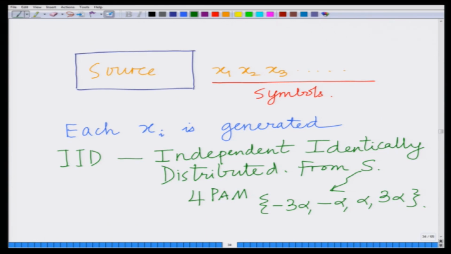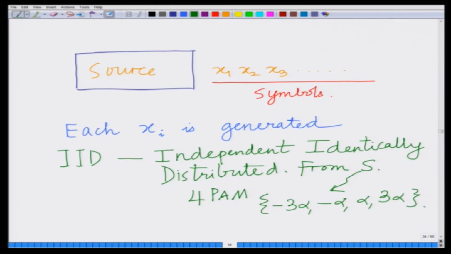the sense that they belong to the 4 PAM constellation, that is the set S with the symbols minus 3 alpha, minus alpha, alpha and 3 alpha, and they have the same probability distribution. So, each of these symbols are independent and identically distributed according to the 4 PAM constellation. Alright. Let us look at a simple example to understand this.